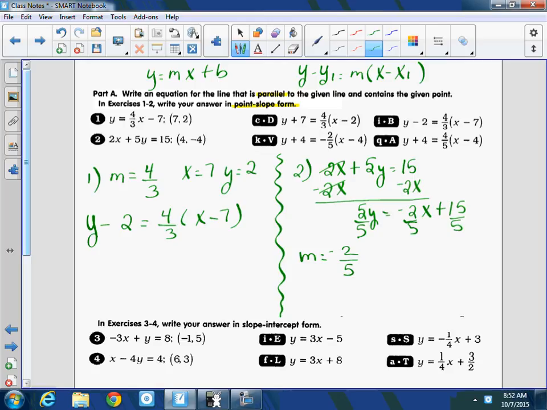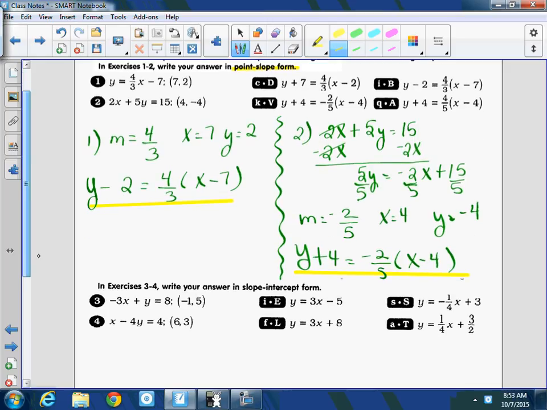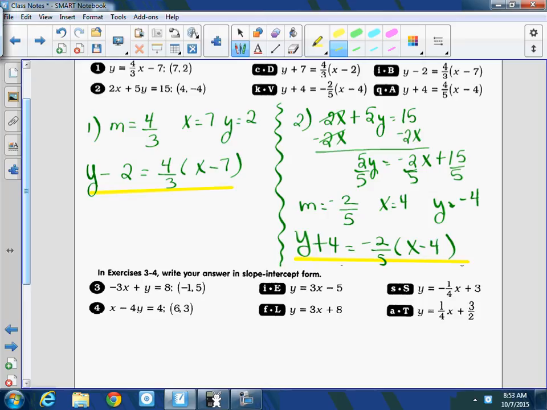Alright. Now what else do I have? I have an x and a y. So x equals 4 and y equals negative 4. And now let's plug it in the point slope form. Y minus, thank you, it's plus, because a negative times a negative would be a positive. So this negative times that negative will be a positive, equals negative 2/5 x minus 4 or x plus 4? Minus 4, and we're done. We're good? All right.